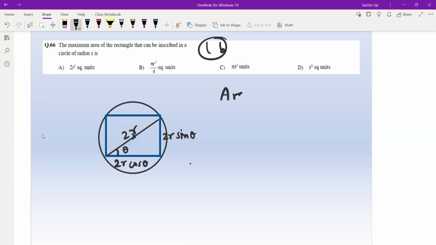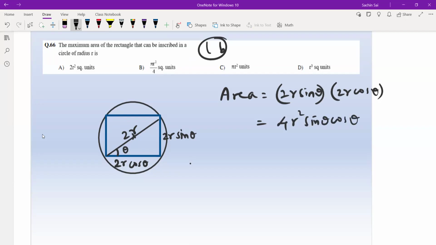So what is the area of this rectangle now? This is 2r sin theta into 2r cos theta. So this I can write as 4r square sin theta cos theta, or I can also write it as 2r square times sine of 2 theta, right? Sin theta cos theta is half sine 2 theta. And what is the maximum value of this quantity? What is the maximum value of sine 2 theta? It is 1. So the area will always be less than or equal to 2r square.